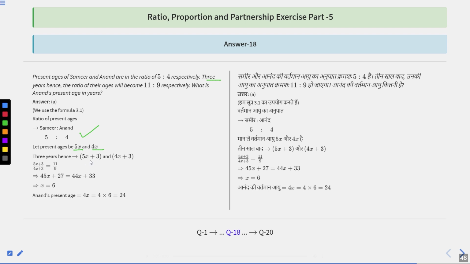So when we add 3 to both their ages, 5x plus 3 and 4x plus 3, the ratio will become (5x plus 3) upon (4x plus 3) equals 11 upon 9. When we solve it, we get x equals 6. So Anand's present age is 4x, which is 4 multiplied by 6. We get 24, which is the correct answer.